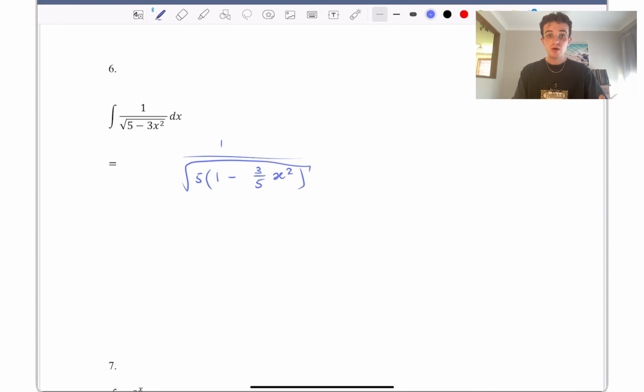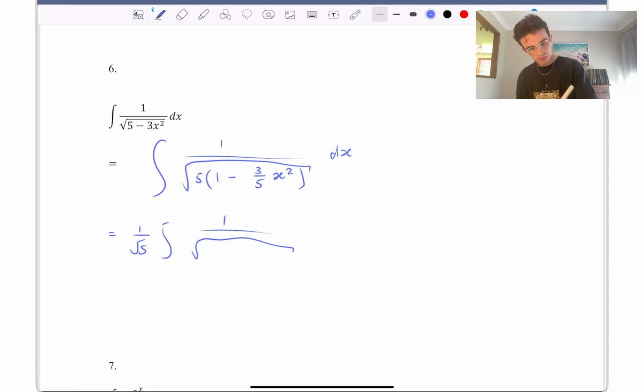squared. Now we can take out a factor there, an integral dx, but if we take out the 5, we've got to take out the square root of 5. The previous examples we've taken out, say 9 and we get 3, or 16 and we get 4, but we can't square root 5 and get a whole number. So we're going to take out 1 on root 5 times by the integral of 1 over the square root of 1 minus 3 on 5 x squared dx.